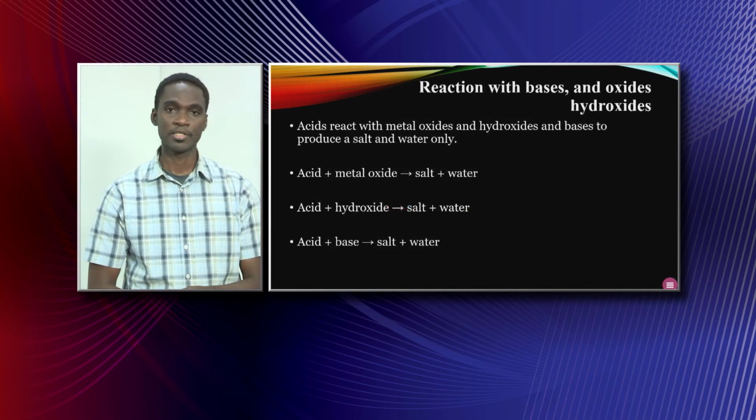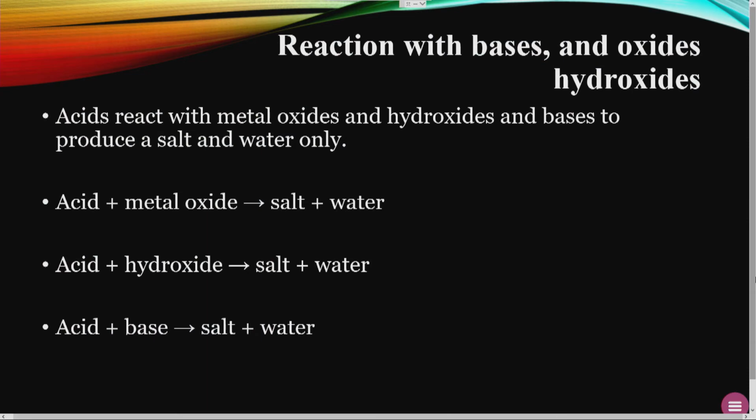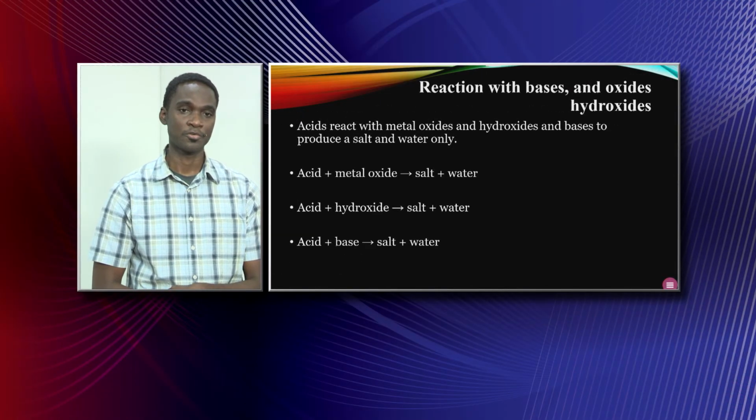We will now be looking at reactions with bases, oxides, and hydroxides. And so acids react with metal oxides, hydroxides, and bases to produce a salt and water only. And so for that reason, we categorize the reaction of an acid with a base, an oxide, or hydroxide together, because they all would produce a salt and water only. So acid plus metal oxide gives salt and water. Acid plus a hydroxide would give us salt and water, or an acid plus a base would also give us salt and water.